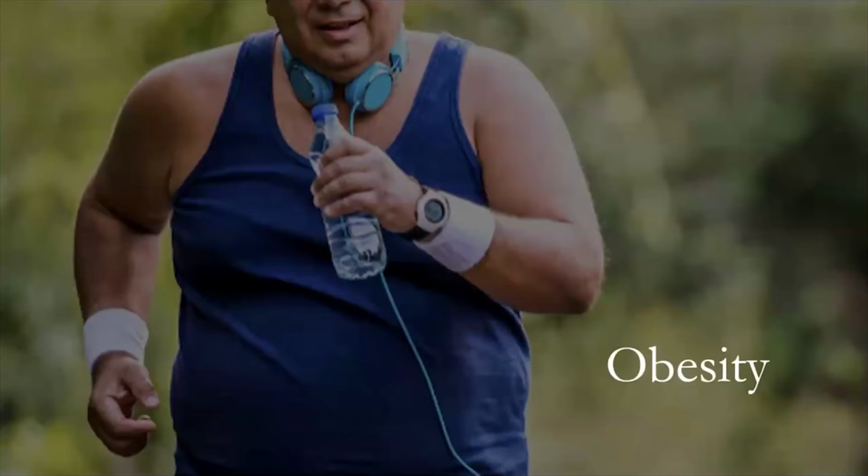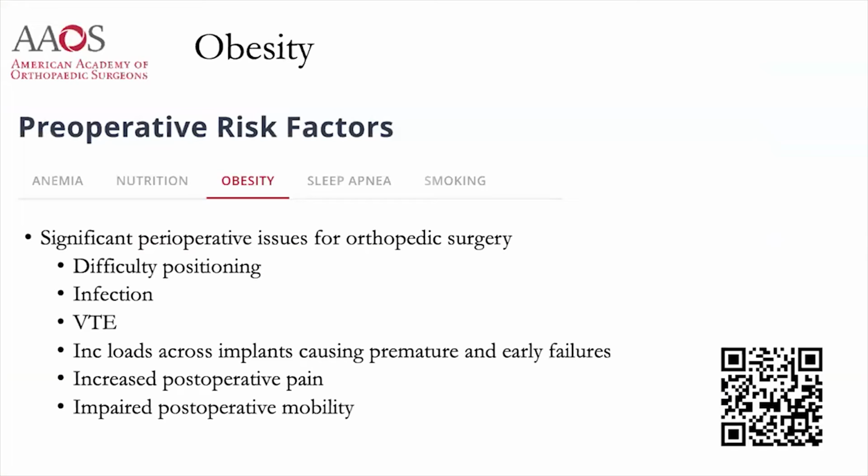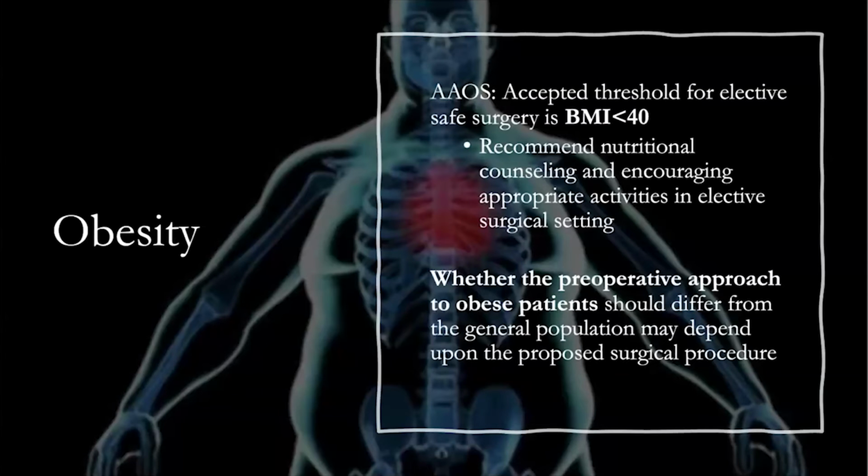So moving on to the next item in the toolkit, I just have a couple slides about obesity. The Academy essentially states, of course, that obesity poses significant perioperative issues for orthopedic surgery. I'm sure you all are familiar with that, including difficulty positioning, increased risk of infection and VTE, increasing the load across the implants that you're placing, predisposing the patient to premature failure of that surgical implant, and of course, worsening post-op pain and mobility.